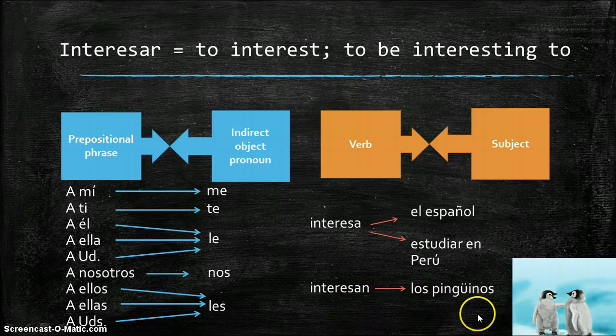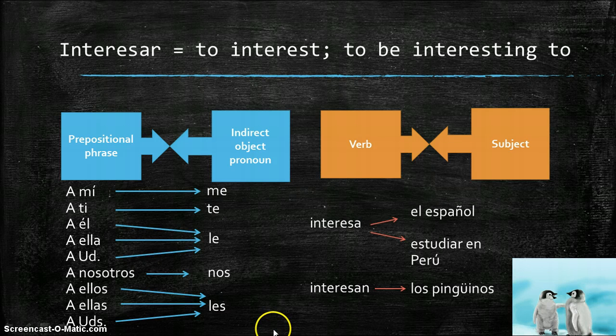We are interested in penguins, or penguins are interesting to us. So you can see that the verb interesar works just like gustar. You put the subject at the end of the sentence. That is what decides how to conjugate your verbs. And because this is interesting to someone else, you're going to use the indirect object pronoun. This is required. If you want to clarify who you're talking about or emphasize, you would use the prepositional phrase.